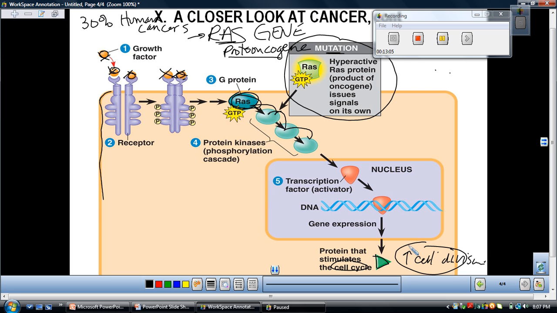Because if you have increased cell division and you're not getting the signal from the growth factor, that could lead to too much cell division, which could result in a tumor or even cancer, and of course it could be metastasized or whatnot. So that's one main way that cancer is caused, by this RAS proto-oncogene turning into an oncogene by having a mutated RAS protein. Okay, so that's one way.